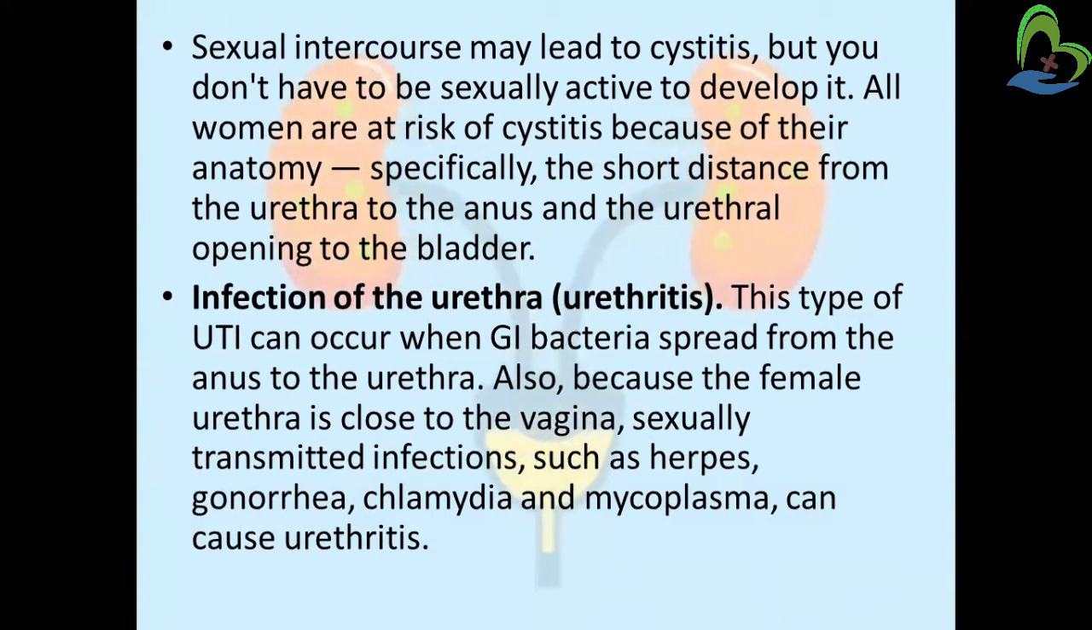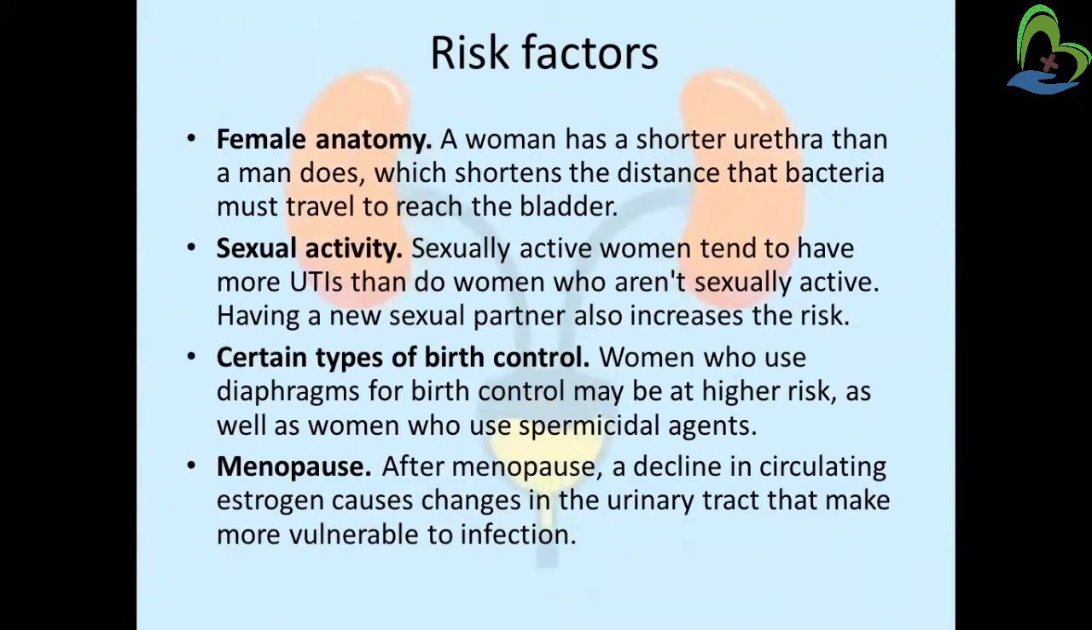Infection of the urethra is called urethritis. This type of UTI can occur when GI bacteria spread from the anus to the urethra. Also, because the female urethra is close to the vagina, sexually transmitted infections such as herpes, gonorrhea, chlamydia and mycoplasma can cause urethritis. Then risk factors. Which are the risk factors for UTIs?